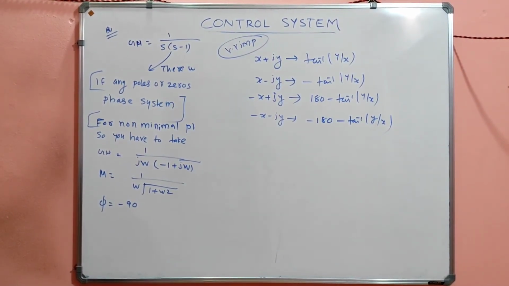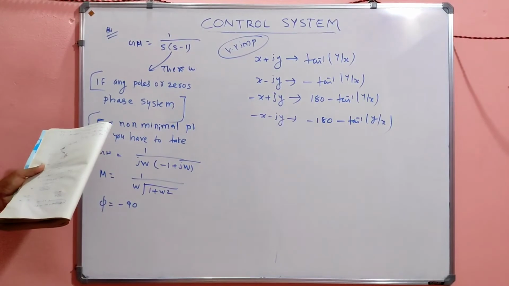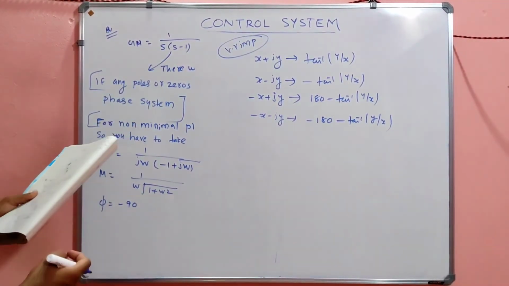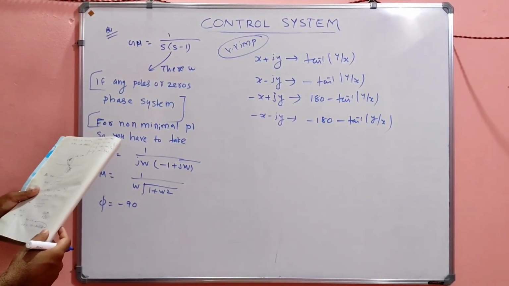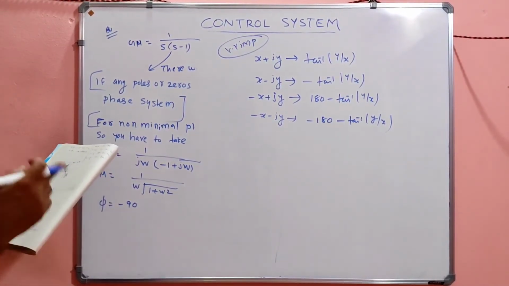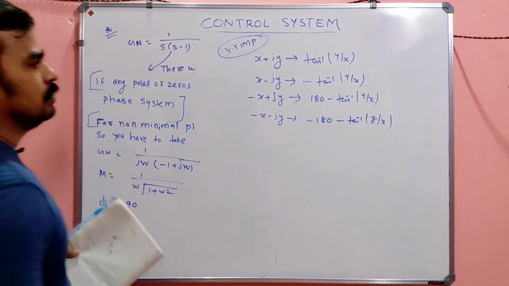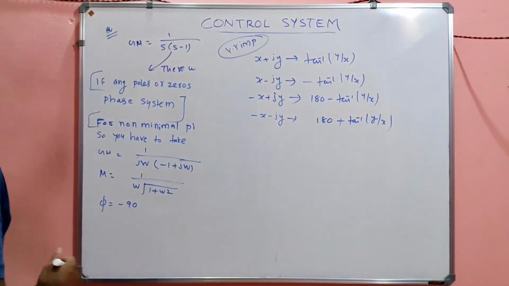Let me check it, and I will tell you the trick for doing this. X plus jy: tan inverse y by x. Minus x plus jy: 180 minus tan inverse y by x. X minus jy: minus tan inverse y by x. Minus x minus jy: minus 180 plus tan inverse y by x. Now I will tell you the trick.